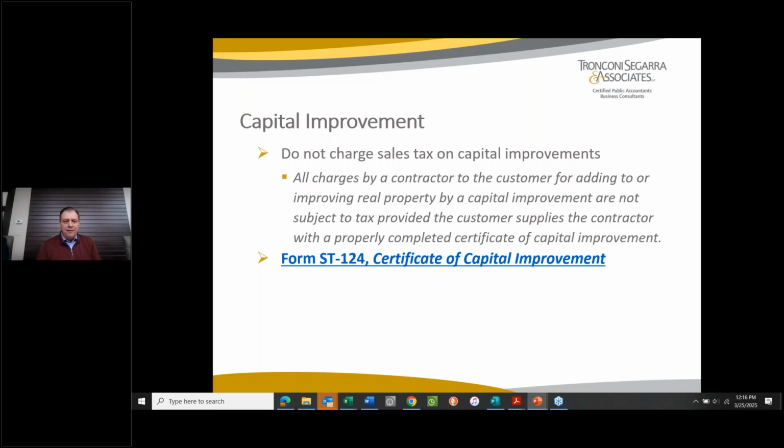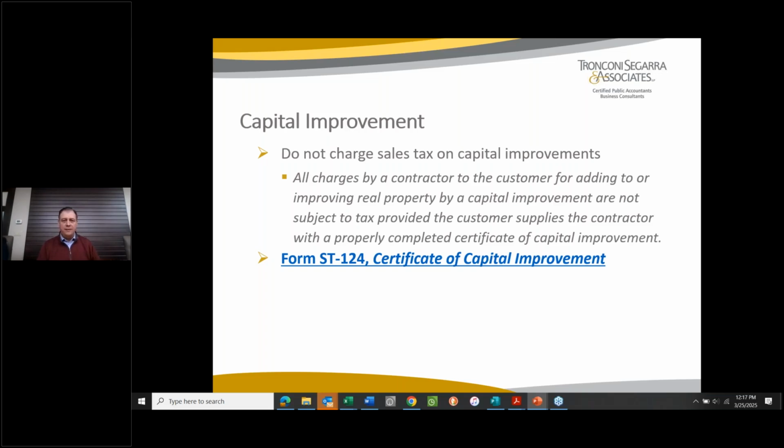So I think as Kaitlin said, we don't charge tax as a contractor on a sale of a capital improvement, work that results in a capital improvement. It's not subject to tax, but at the same time, in order to prove that to the state, you have to get what we call an ST-124, a certificate of capital improvement from your customer. And the customer would just fill out this form. It's pretty easy form. It's only one page.